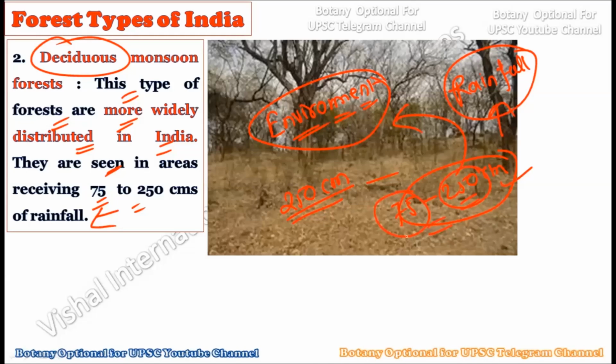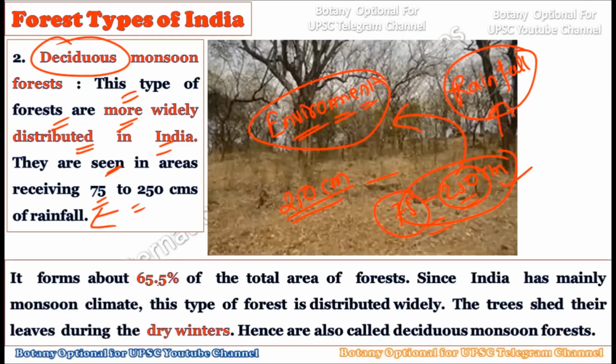This rainfall condition is found throughout India, and hence we have the deciduous forest widely distributed in India. Now, it forms about 65.5% of the total forest area. That is, the maximum area of forest is occupied by the deciduous forest. Since India mainly has a monsoon climate, this type of forest is distributed widely. The very basic reason is the monsoon climate.